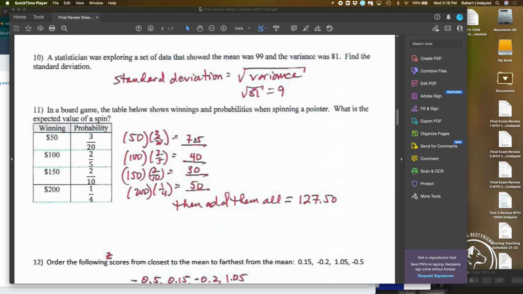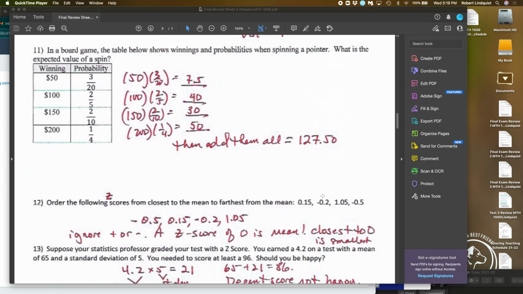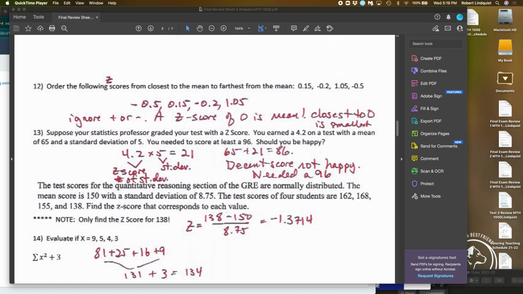Then you add up all of the results or the products. Add them all up, you come up with 127.50. So the expected value of winnings, when you consider what you would win and the probability of winning it, is about 127.50.